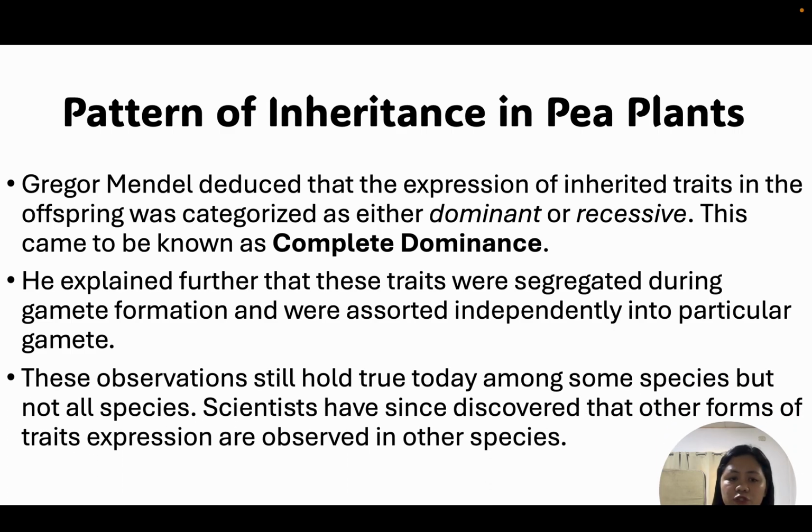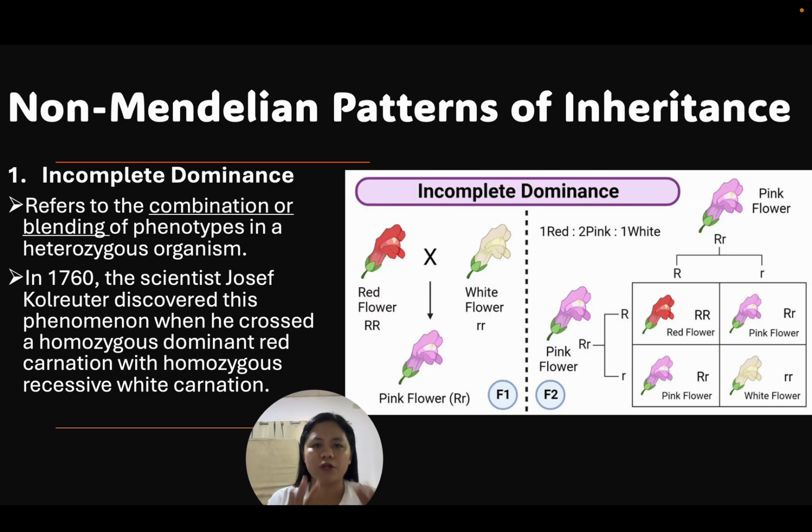So, these observations still hold true today among some species, but not all species. Scientists have since discovered other trait expressions that are observed in other species. So, it's not like Mendel's work with just tall and short. There are other traits that can show that even if the parents are, for example, black and blue, it can somehow show a gray offspring, that's just for example.